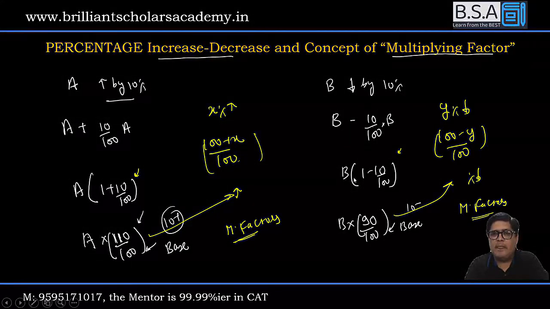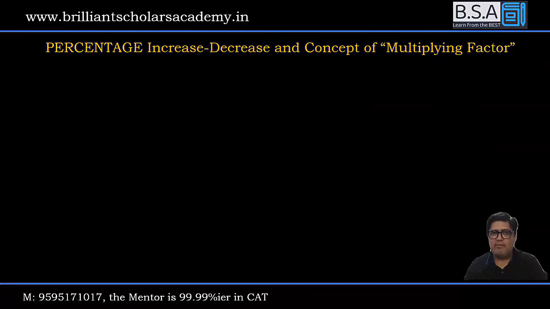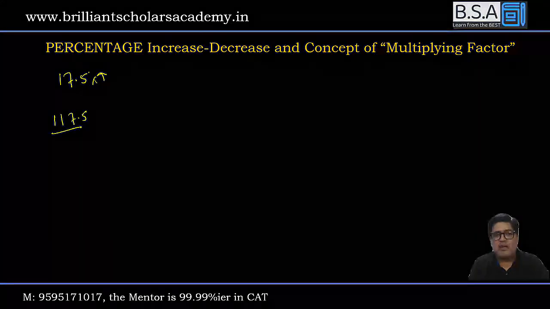Let us say, out of curiosity, I want to test you guys. I want 17.5% more. What should I multiply? I should multiply 117.5 upon 100.